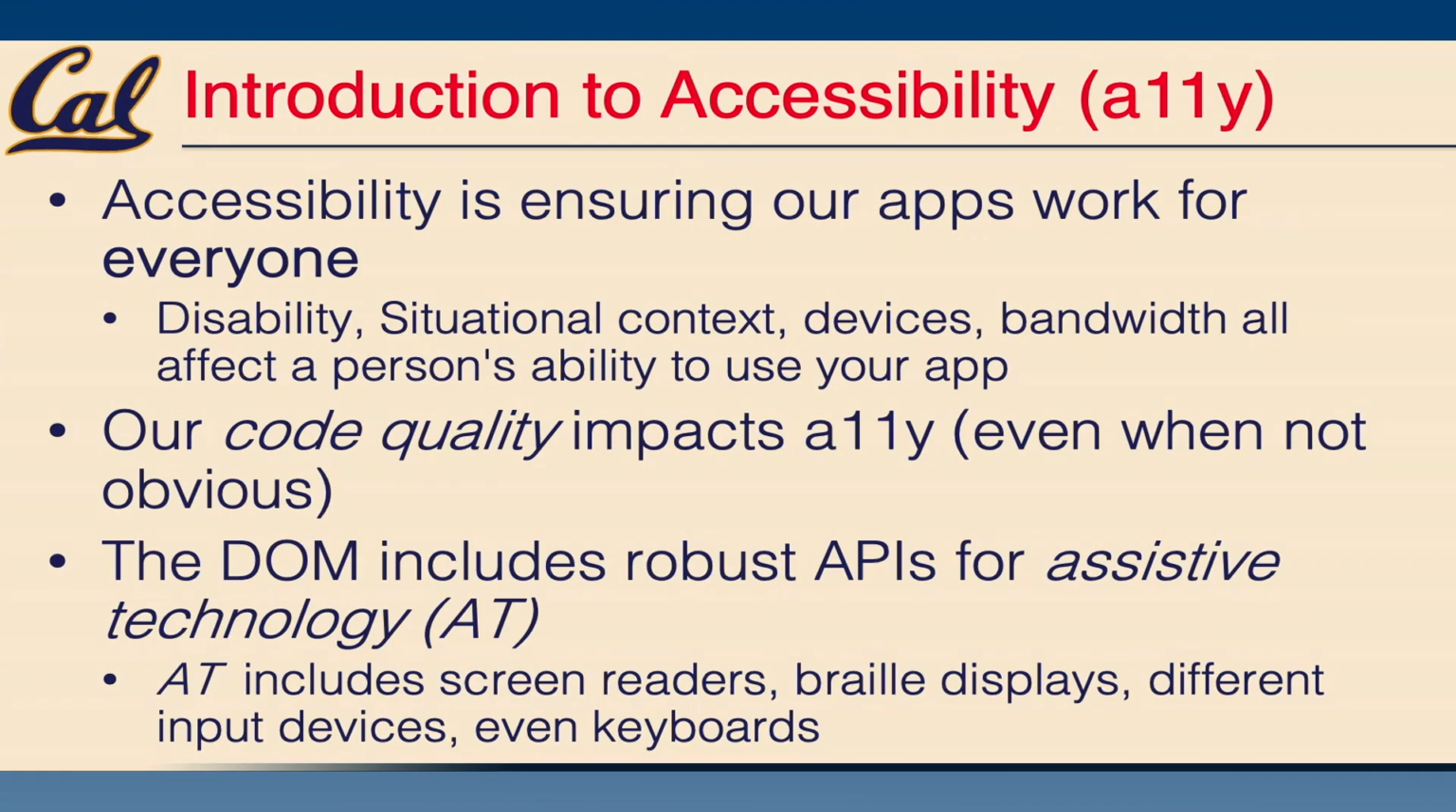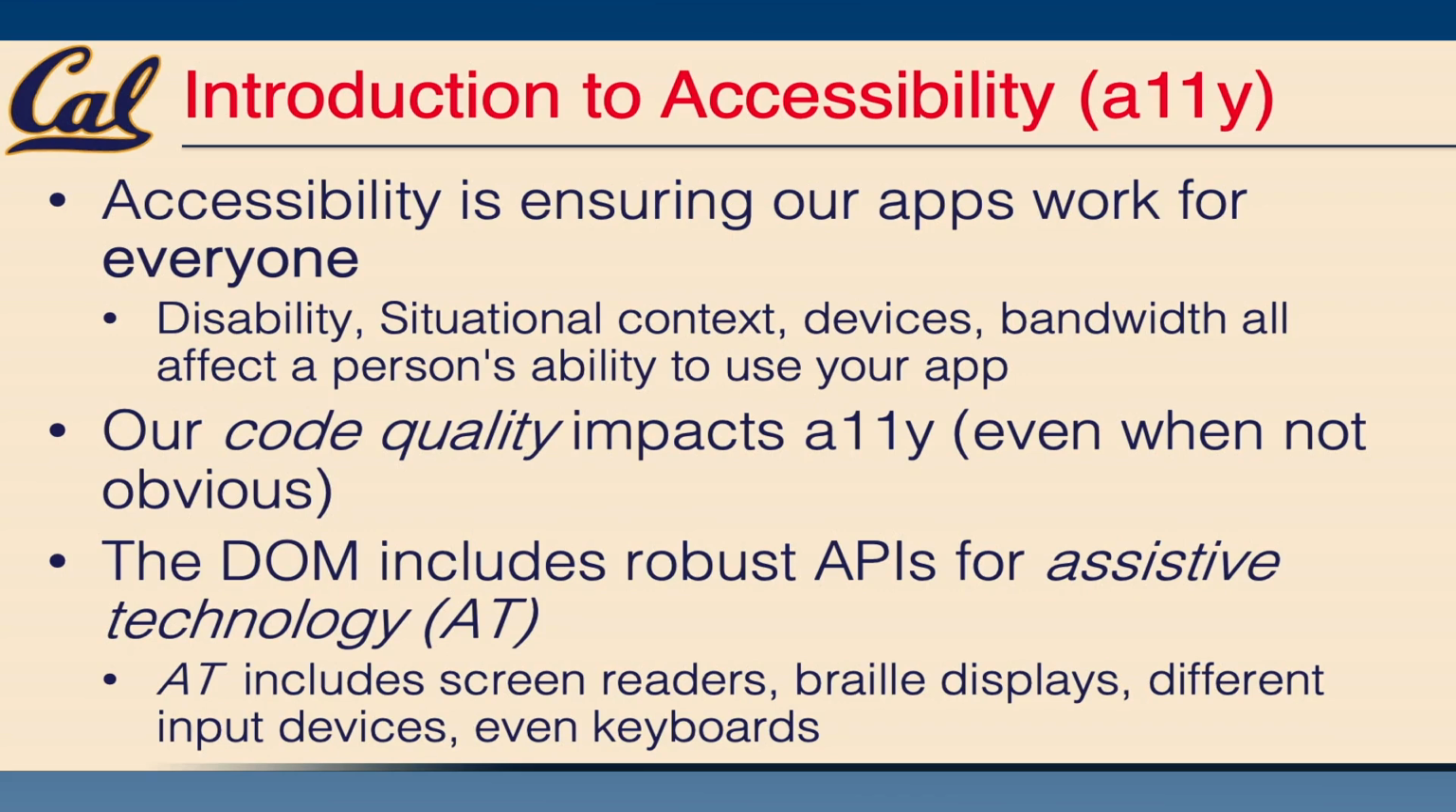And one of the things is, believe it or not, the code quality at a markup level, at a CSS level, these things affect the accessibility of our app, even when it's not obvious. And so one of the goals here is, obviously this course is about writing beautiful code, doing it in an intelligent and disciplined way, but this also has positive impacts for the accessibility of our applications.